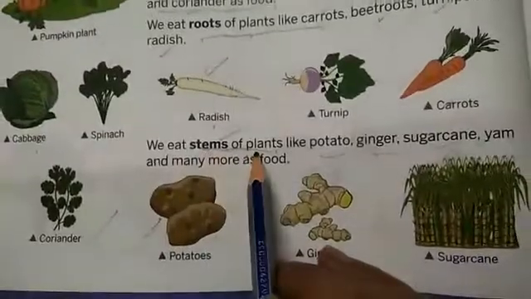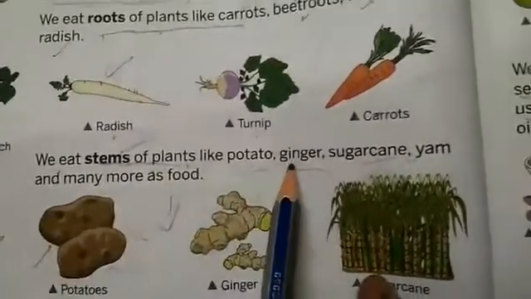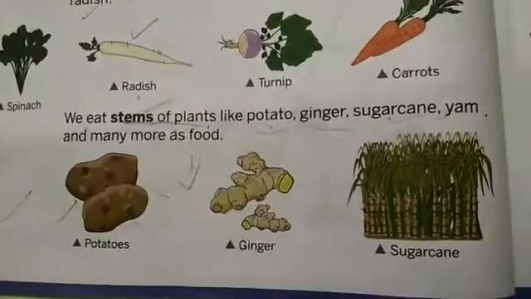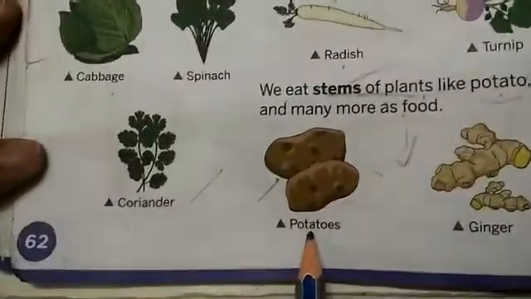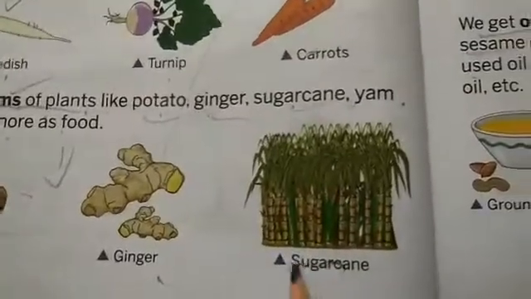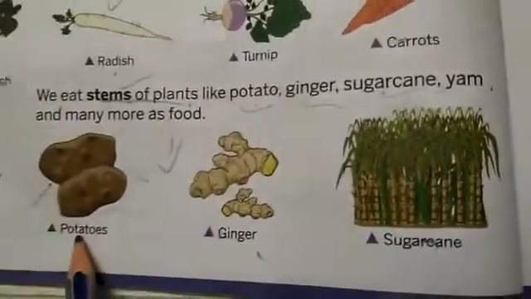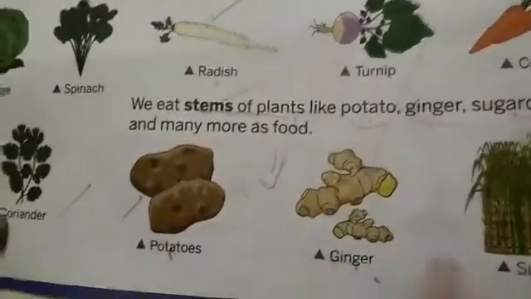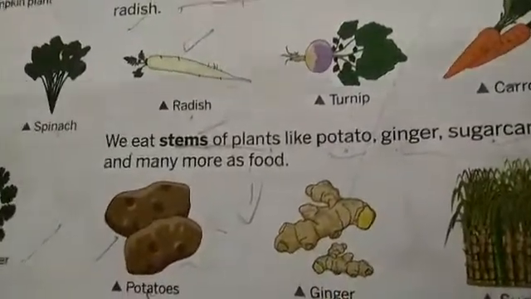We eat stems of plants like potato, ginger, sugarcane, yam and many more as food. Here you see coriander, potato, ginger and sugarcane. These are the stems. Yes, here potato, ginger, sugarcane. Yes, and many more foods.